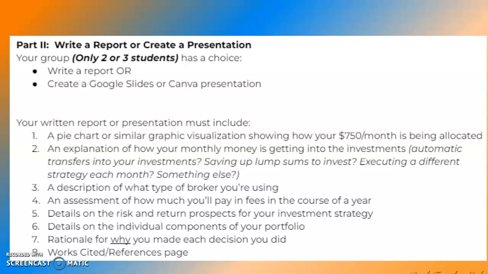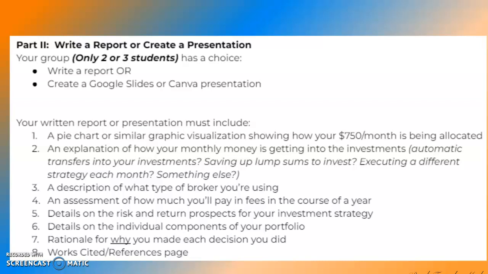We want details on the risk and return. Remember that sim you did called risk and return. So we want details on the risk and return prospects of whatever your investment strategy is. And for whatever components you have in your portfolio, give us some details. Don't be general, give us some details. And definitely a rationale for why you have made the decisions that you have made. Okay? And please, we're doing this one the right way.